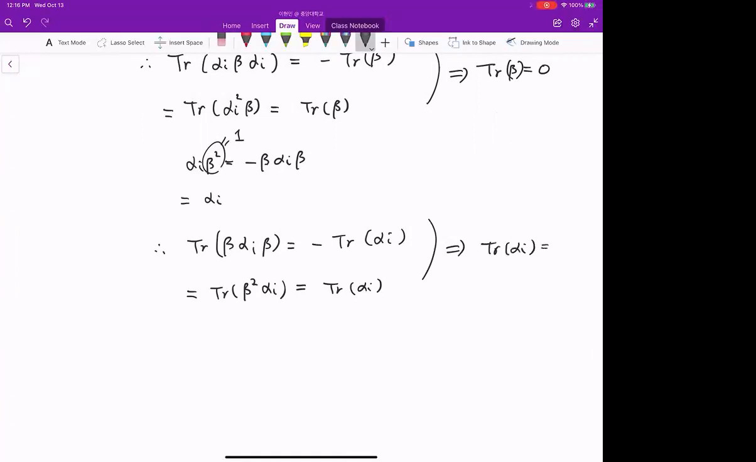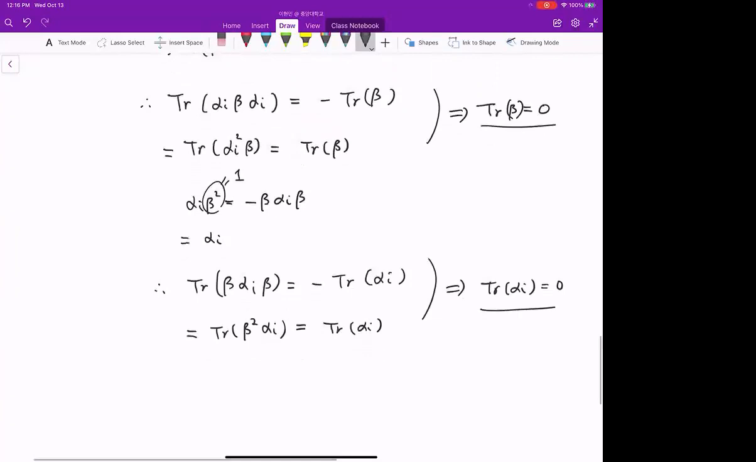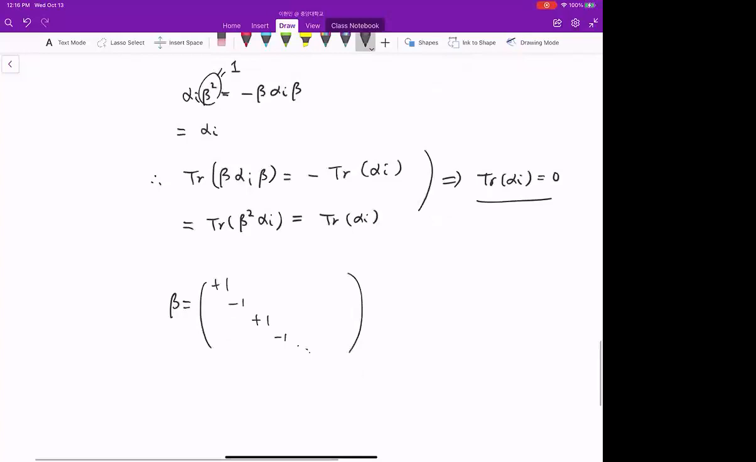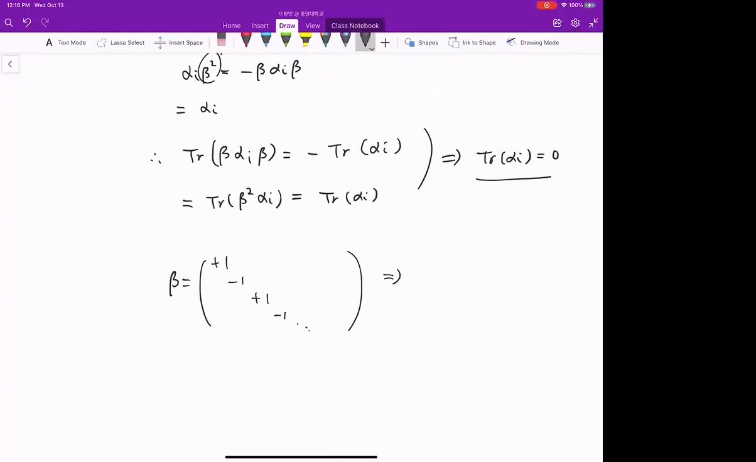So you know the eigenvalues are plus or minus one, and the trace of beta or trace of alpha I are identically zero. Therefore, beta has eigenvalues, let's say plus one, minus one, plus one, plus one, and so on. Then the plus and minus one pair up to cancel the trace of beta. Similarly, alpha takes a similar form because of that. So we assume this is an n by n matrix, then n must be even.